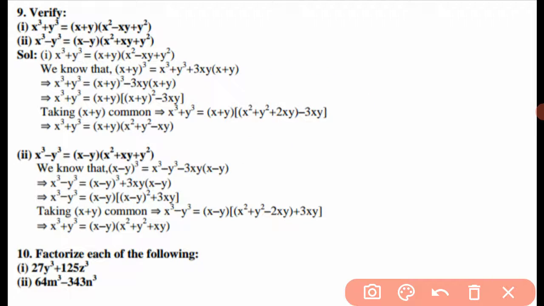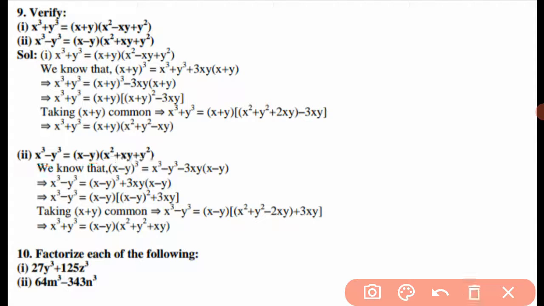Now by taking xy common, we can say x cube plus y cube equals x plus y into x square plus y square plus 2xy minus 3xy. When we solve it, it is equals to x plus y into x square plus y square minus xy. Now in the same way, see its second part, that is x cube minus y cube, equals x minus y into x square plus xy plus y square.